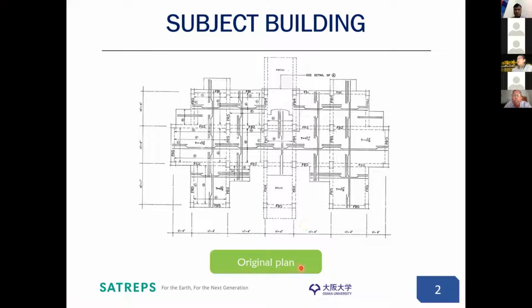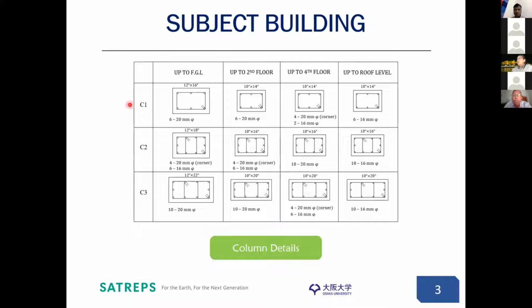So this is the building that was selected for the analysis in this guideline. Basically, this is an existing 6-story Bangladeshi building. And as you can see, it's a typical looking residential building in Bangladesh, where it's symmetrical along this vertical line. And this is the column schedule of that building. It has only 3 types of columns, C1, C2, and C3. And this is the layout, which is modified going to the upper floors.